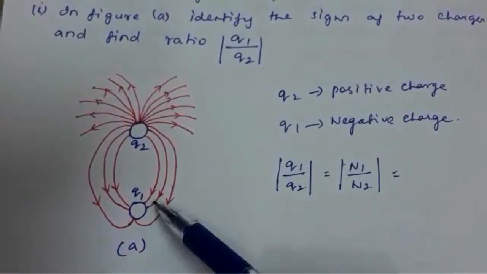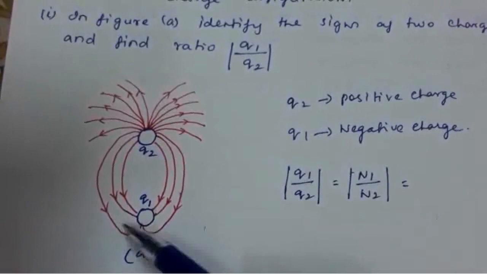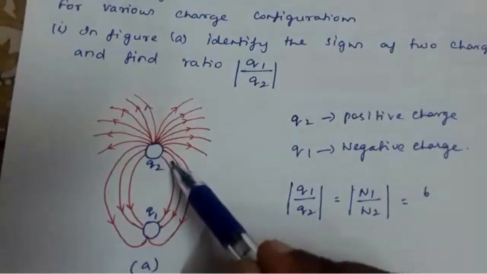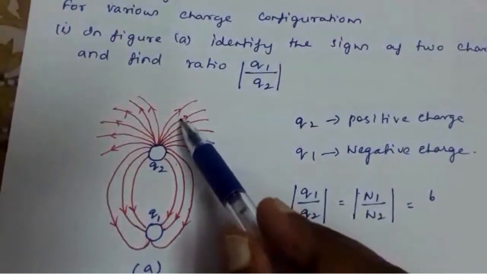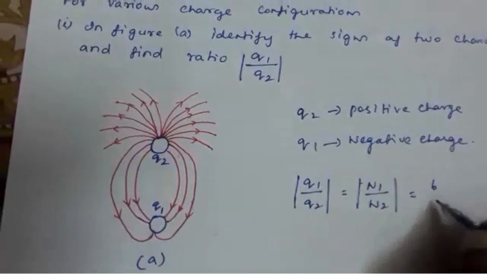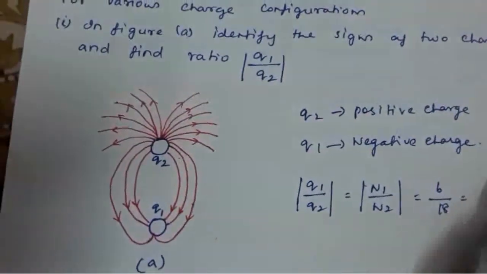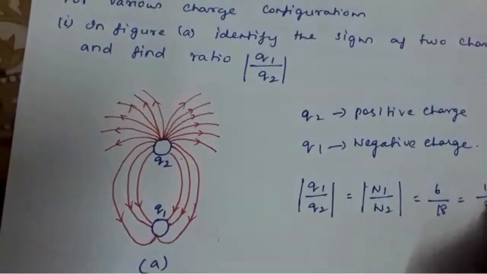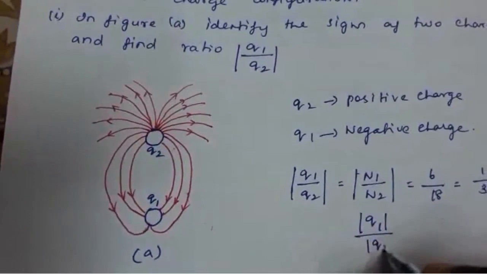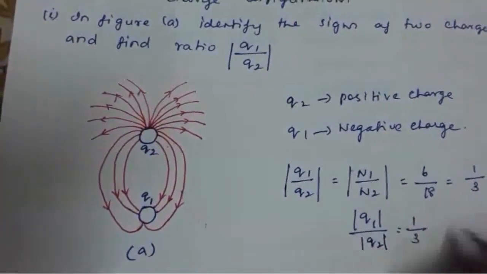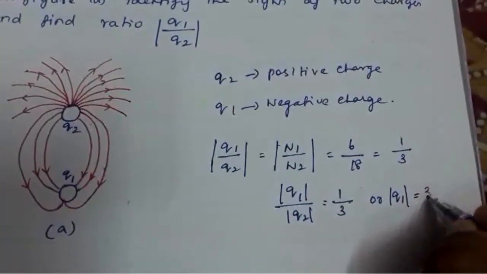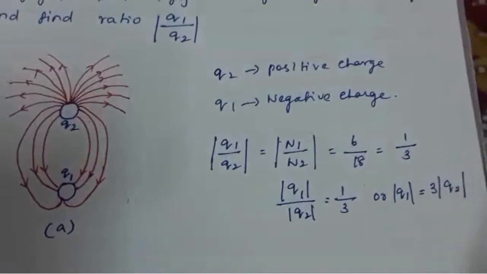Here you can count 1, 2, 3, 4, 5, 6. So it is 6. Here in Q2, 1, 2, 3, and so on up to 18. So N2 is 18. So this is how much? 1 by 3. So modulus of Q1 by modulus of Q2 is equal to 1 by 3, or you can write modulus of Q1 is equal to 3 times modulus of Q2.